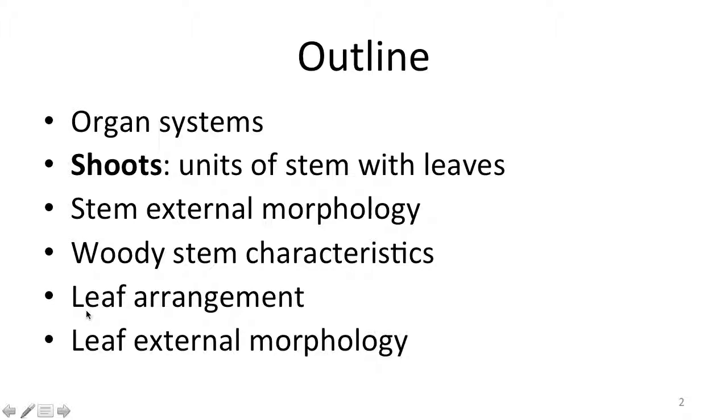Then we'll switch from talking about the stems to talking about the leaves. We'll talk about leaf arrangement, and then we will go over leaf external morphology. In other words, different kinds of leaf shapes.